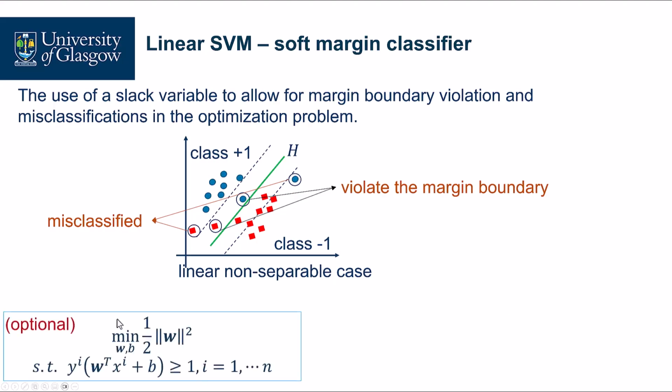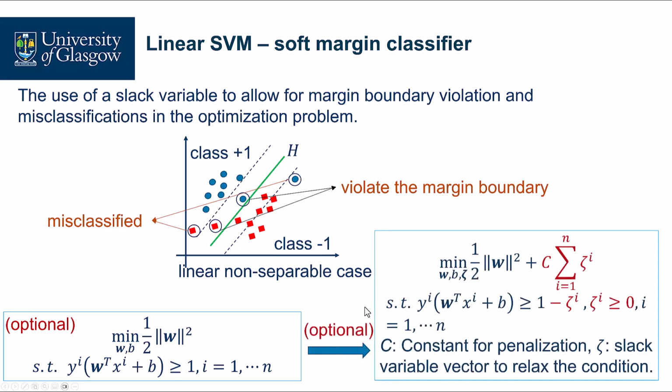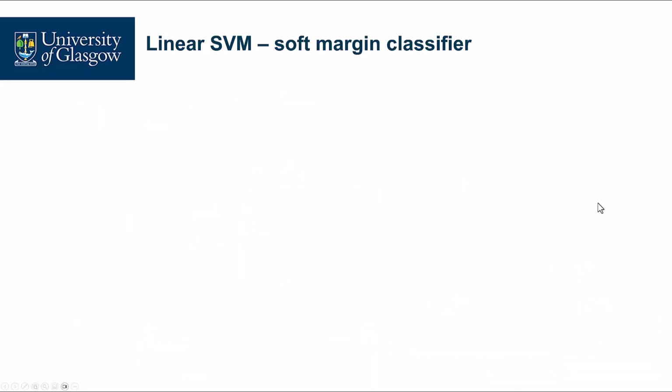So in this way, we need to make some changes to the original problem that we used in the hard margin classifier. We can see it here, right? So what's the new problem? We change it like this. The zeta is here. These are the slack variable vector to relax the condition of the hard margin classifier, and we add it here. So why do we do it like this?